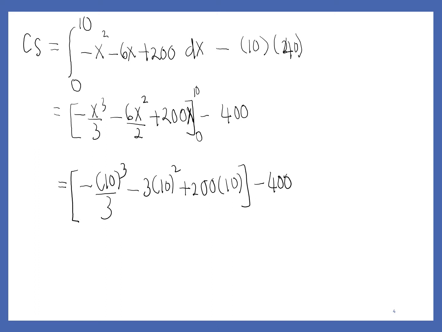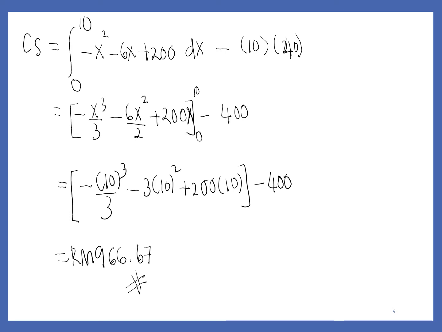Okay, so we need a calculator. That one is negative 1000 over 3 and then minus 300 and then plus 2000, minus 400. So the answer is RM 966.67.